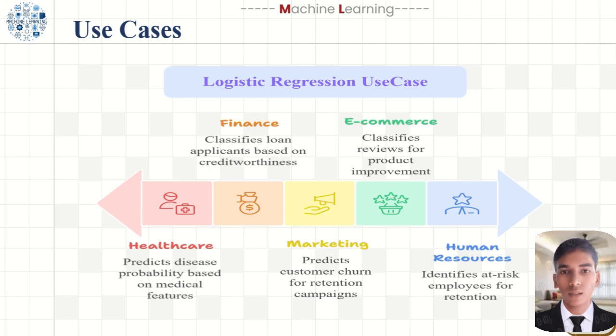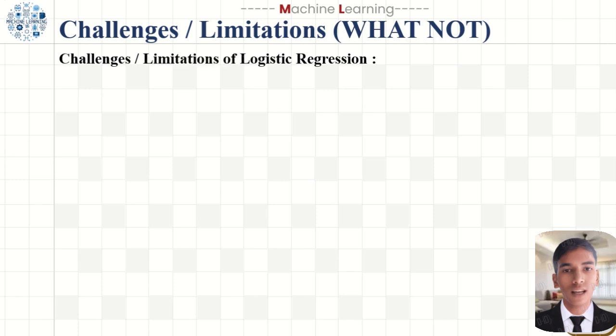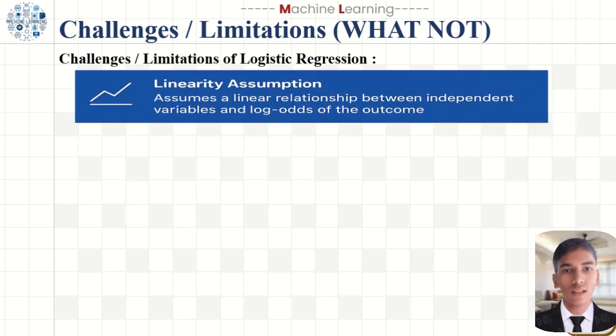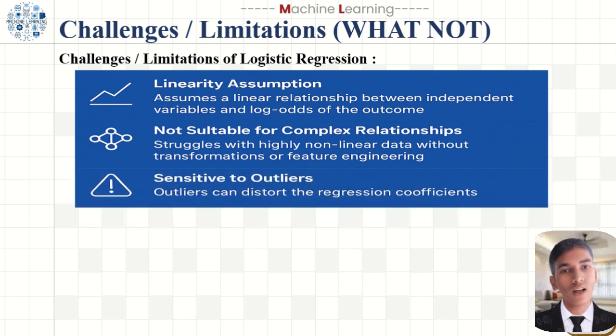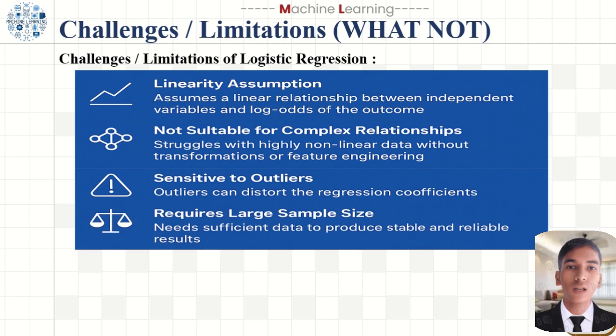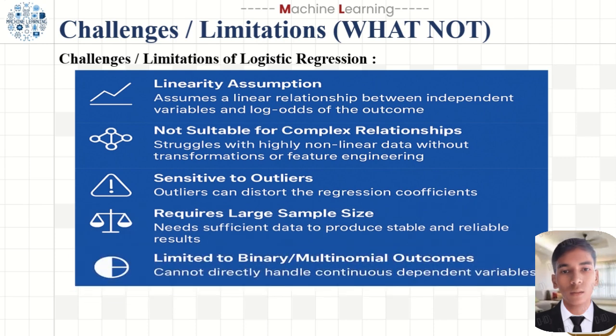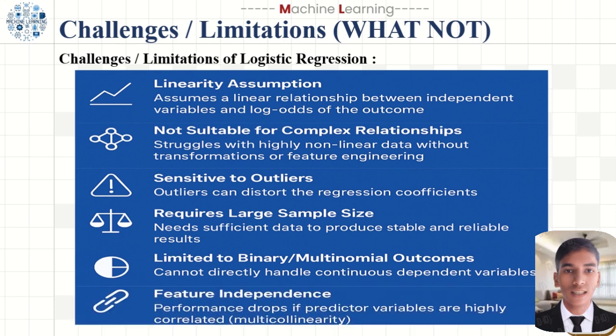Logistic regression is very useful, but it's not perfect. It assumes a straight line relationship between inputs and the outcome, which isn't always the case in real life. It also struggles with complex, non-linear patterns and works best when we have enough data. With very little data, the results can be unreliable. Another issue is outliers. Just one unusual data point can throw off the predictions. It's also limited to yes or no type problems, or a few categories. It can't predict continuous values like stock prices. And if features are too similar, like height in inches and height in centimeters, the model can get confused. So, while logistic regression is simple and powerful, it's not the best choice for very large or highly complex problems.